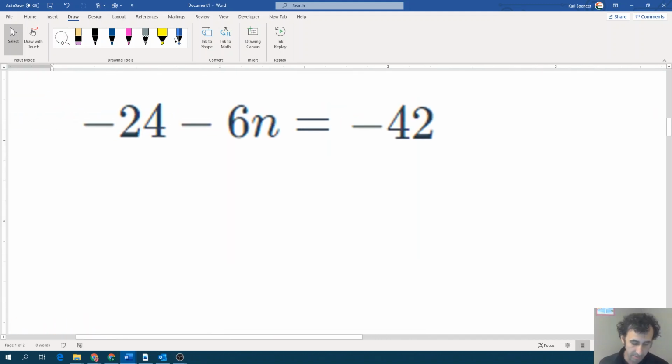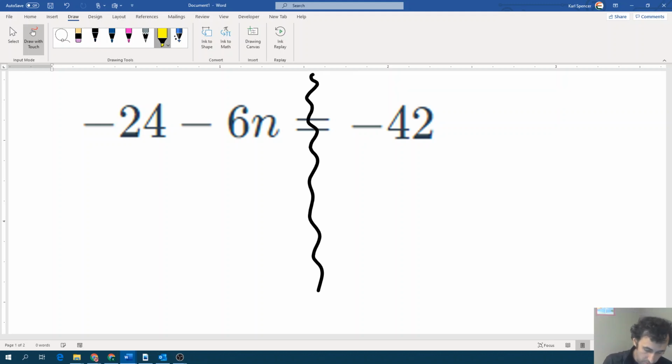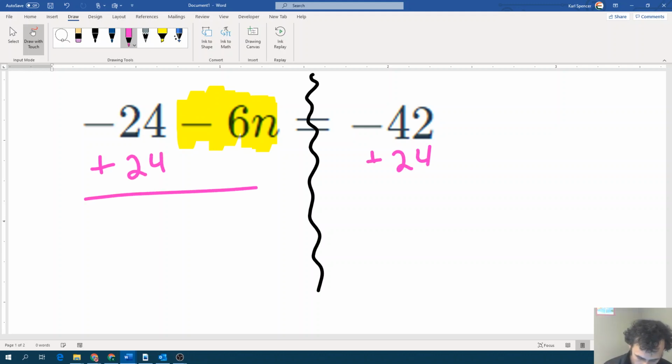So our first problem, we have negative 24 minus 6n equals negative 4. Now the goal always is to get the variable by itself. We want to solve for the variable, but we want to try to get that variable n by itself. So the first thing I want to do is get this whole term, this minus 6n, by itself. To do so, I'm going to get rid of that negative 24. To get rid of negative 24, I'm going to add 24 to both sides. And in doing so, the 24's cancel out.